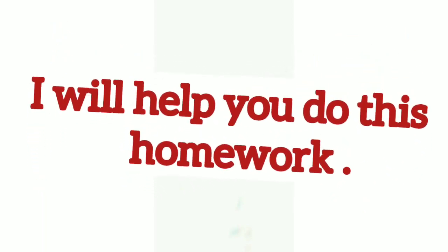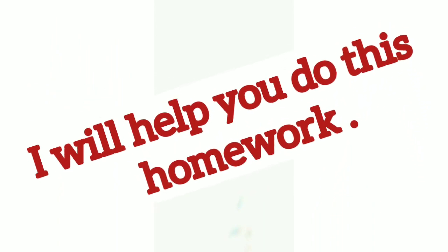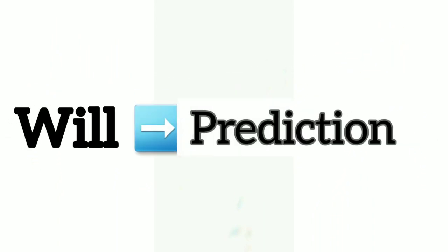You are showing your willingness. Now, will is used to show prediction about future. Hence, we say it will rain heavily tomorrow. So, there has been a forecast given. So, you'll say it will rain heavily tomorrow. It's a prediction. Here, we avoid using shall.